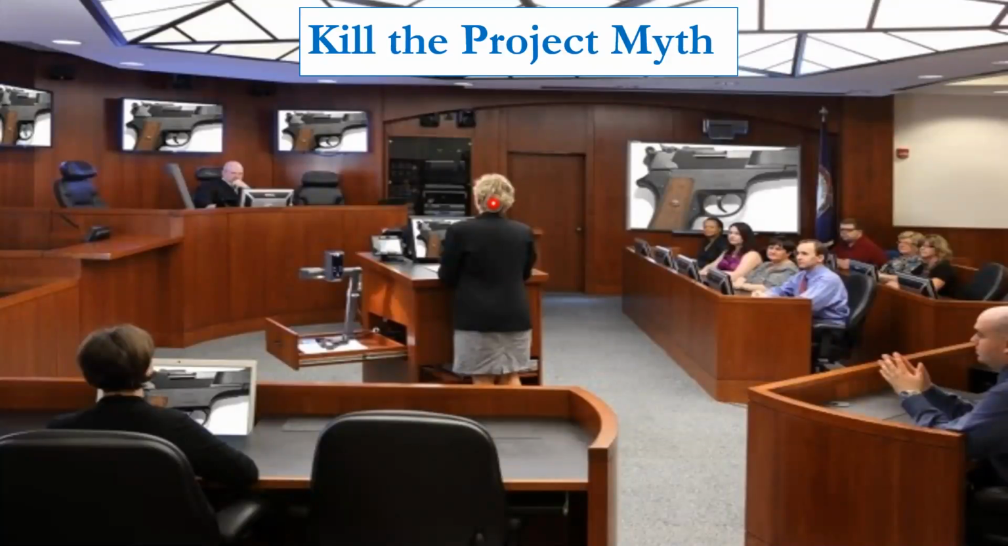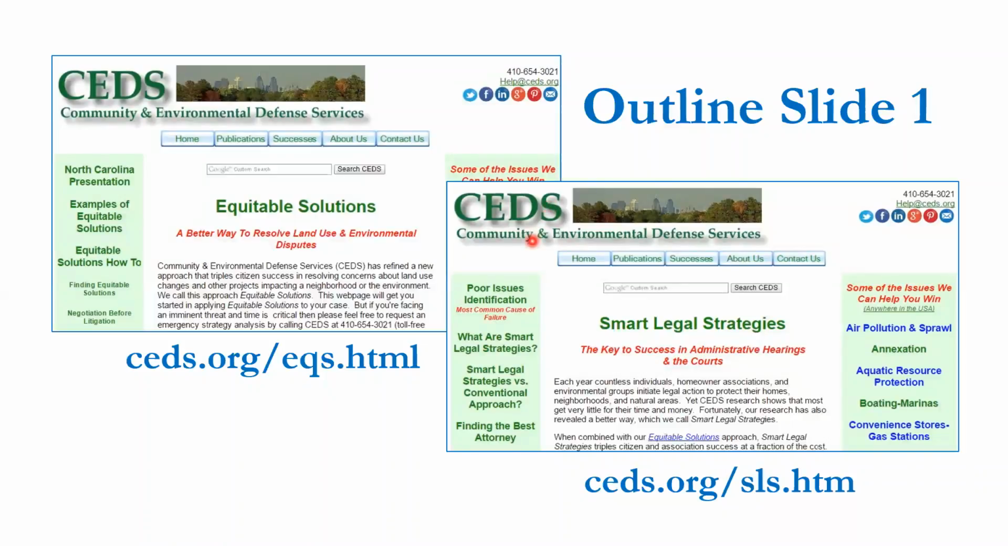The most positive likely outcome is a negotiated settlement where a project is modified to reduce impacts while allowing the applicant to achieve their goals. With the equitable solutions approach, citizens resolve concerns most of the time for little or no cost. Generally, you don't need an attorney or expert witnesses, but it does require access to technical and political expertise. The next few slides provide a quick outline of equitable solutions and the companion approach of smart legal strategies.